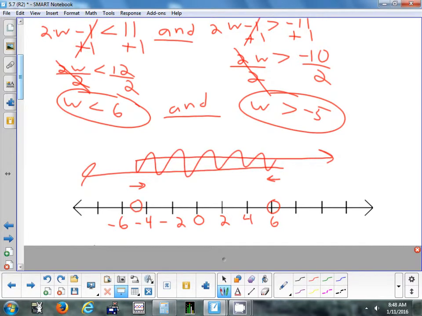Okay. So what I'm going to do is just shade between them, just like connecting the two circles. Okay. Any question on that part? You just graph the overlap.